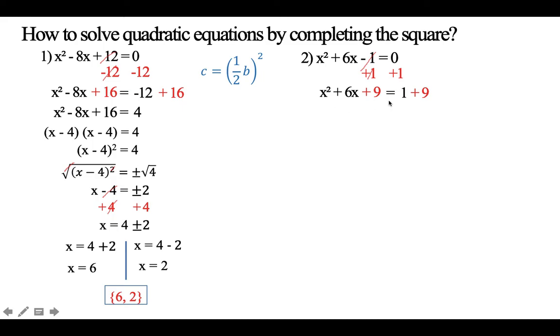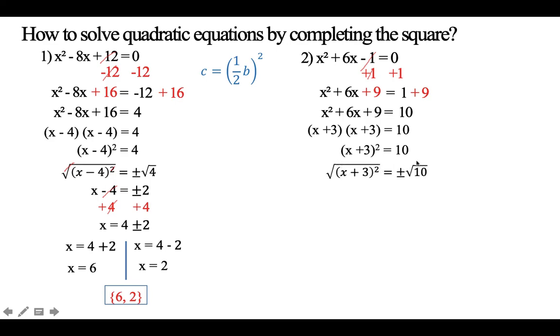Now, next, simplify them. We just write it down, and 1 plus 9 equals 10. Then, next is factor this. Since it is a perfect square, it's so easy to factor this. The factor of x squared is x times x. The factor of 9 is 3 times 3. That's how easy. Write down equals 10. Then, we write this into exponential form. Next, we want to eliminate this squared, so we will square both sides.